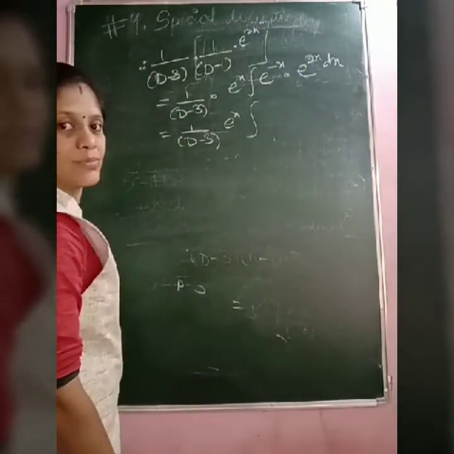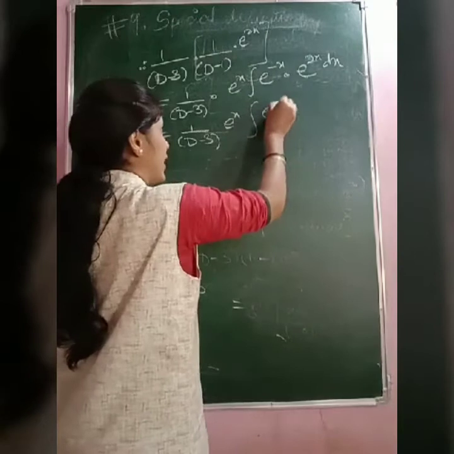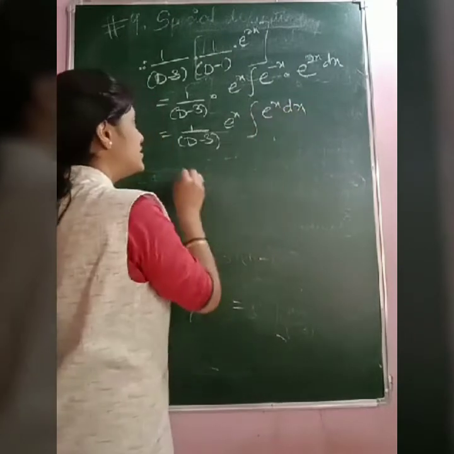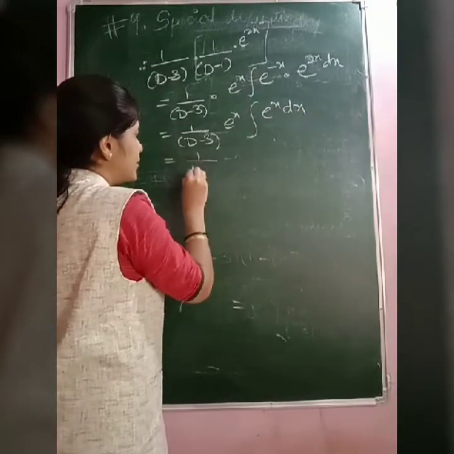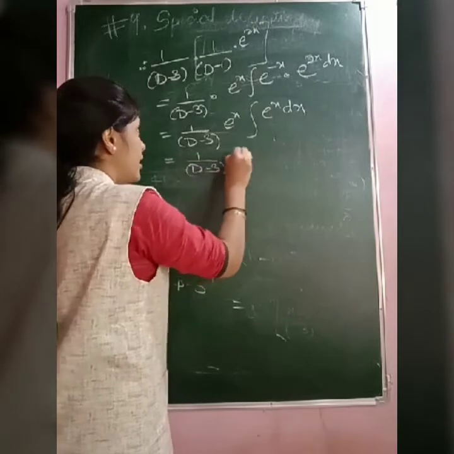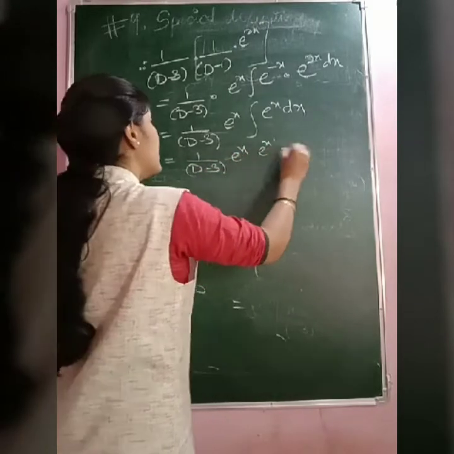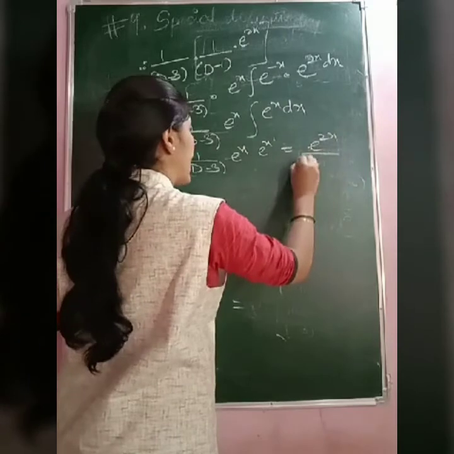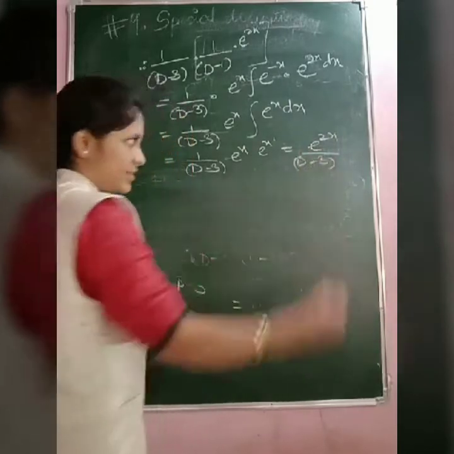What is minus x plus 2x? e raised to x dx. Again integration is e raised to x, so this is nothing but 1 by D minus 3 e raised to x into e raised to x, that is e raised to 2x by D minus 3.